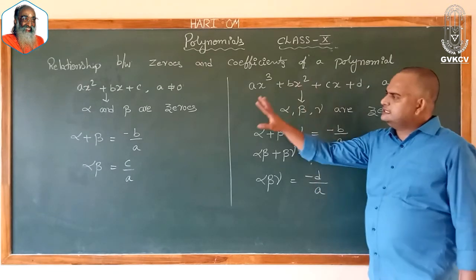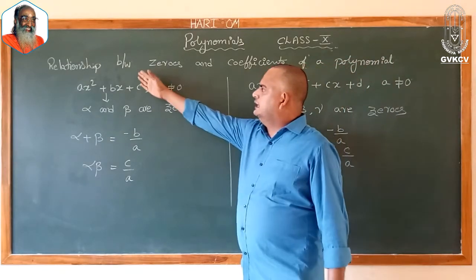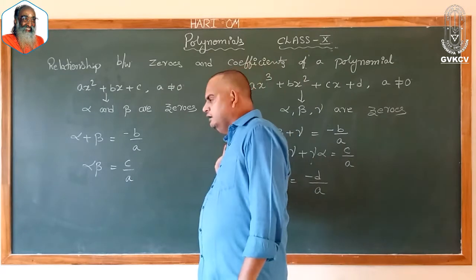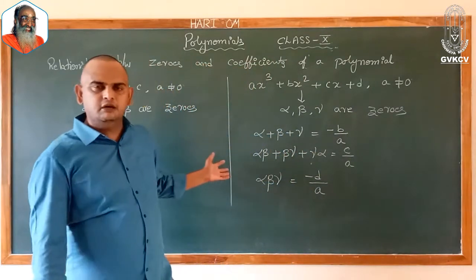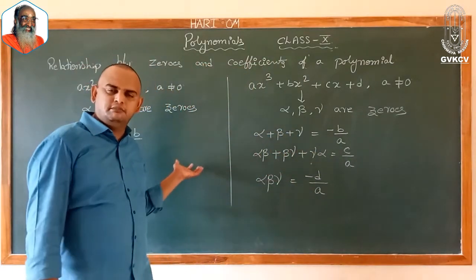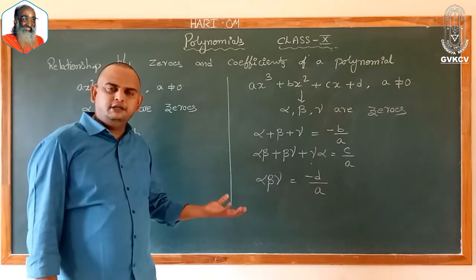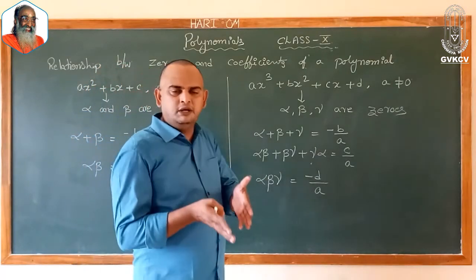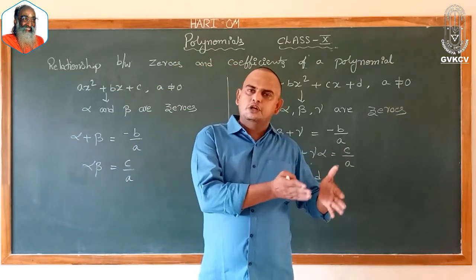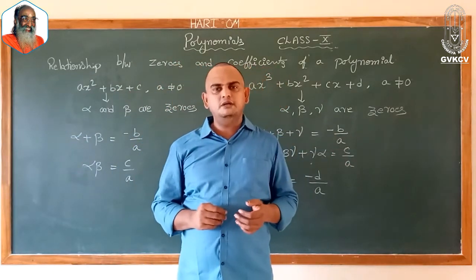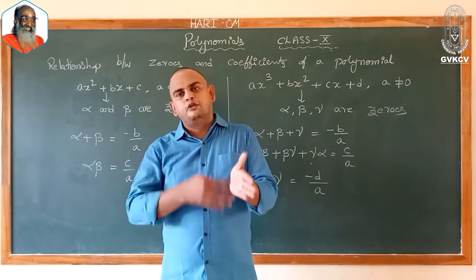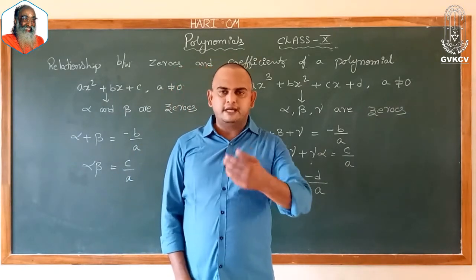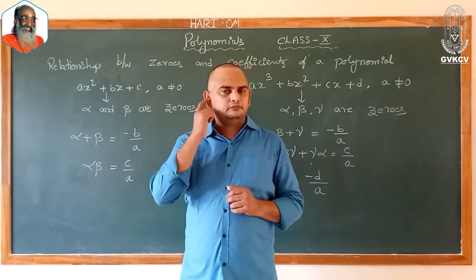So this is the relationship between zeros and coefficients of a polynomial, and we have seen this concept in our previous class and done some problems on how to find the relation between zeros and coefficients. When a polynomial is given, we saw how to find zeros and the relation. When zeros are given, we also saw how to find the polynomial. That is about exercise number 2.